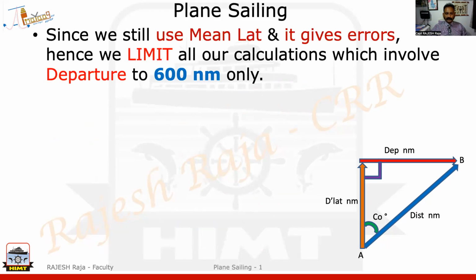Let me conclude on this by recapping again. Since I'm using mean lat, it gives me errors because of the curvature of the Earth. So what we do is we limit all our calculations which involve departure, important, which involve departure, because that is where the cos mean lat comes, to 600 nautical miles only. So that's the end of this concept video. I'll make one or two more short videos. I'll help you solve very simple problems on the plain sailing method, because there are two ways of approaching. We'll see each one of them.